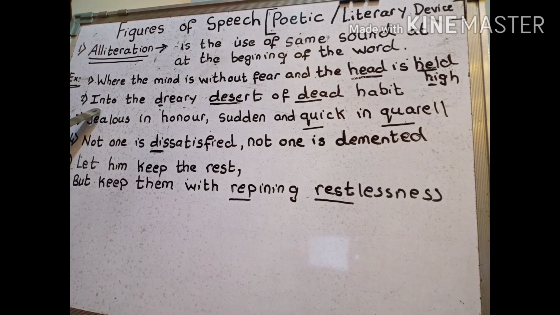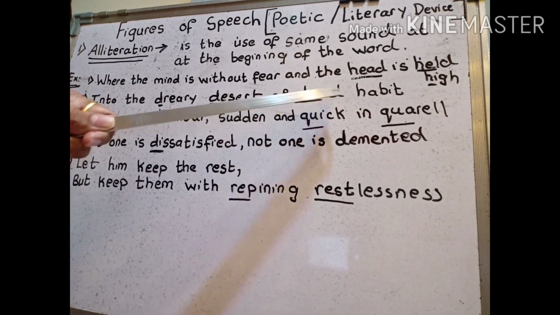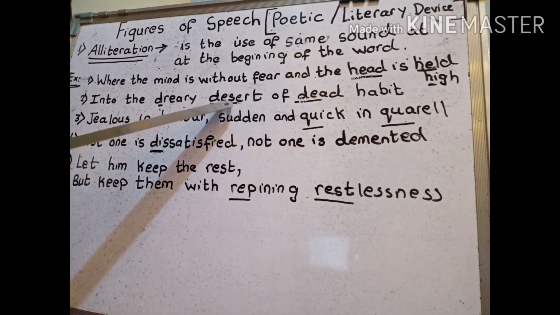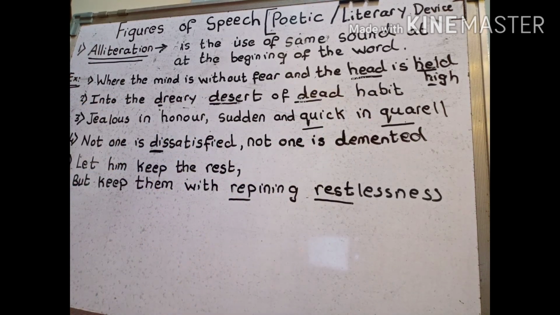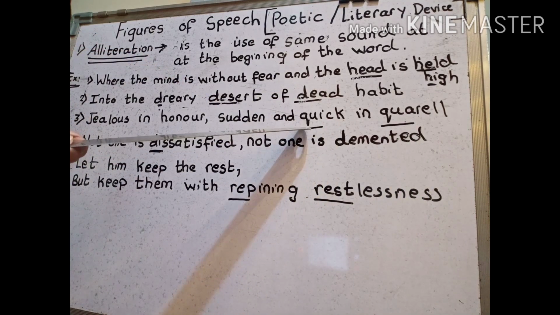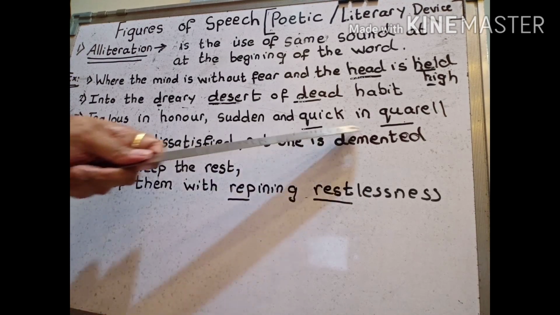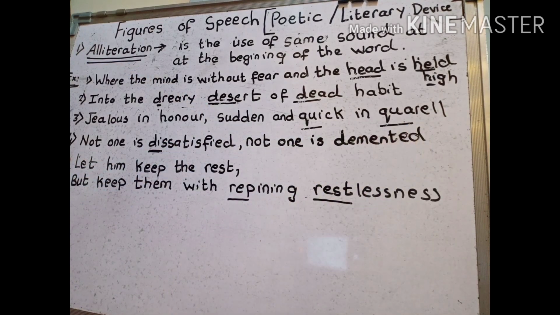It's a very good example of alliteration where the sound of h is repeated in the beginning of head and held. Second one: into the dreary desert of dead habit. Desert and dead, the sound of d is repeated at the beginning of the words dreary, desert, dead. You can see the sound is repeated. That's why alliteration. Then you have: jealous in honor, sudden and quick in quarrel. In this line also you can see quick and quarrel, the sound of q is repeated. That's why it is alliteration.